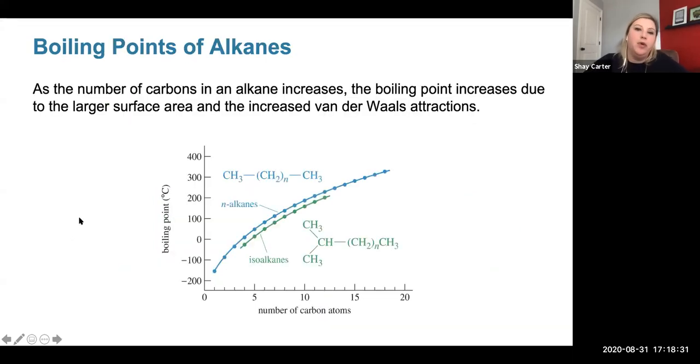Okay, let's talk about boiling points of alkanes. I showed you on that chart that as the number of carbons in an alkane increases, the boiling point also increases. But I didn't tell you why. The reason is that we have larger surface area. Remember that van der Waals attractions, London dispersion forces, or London forces, are a type of van der Waals attraction.